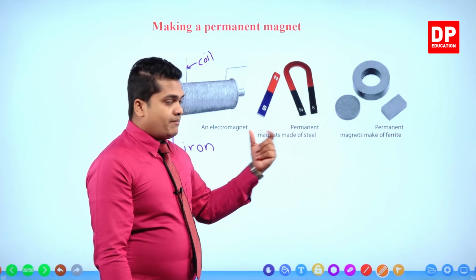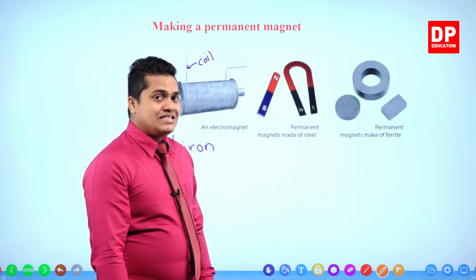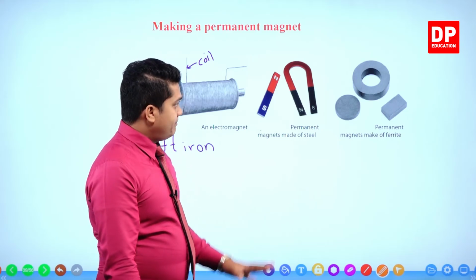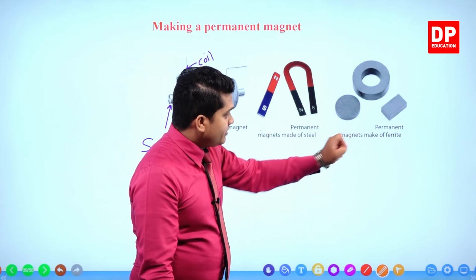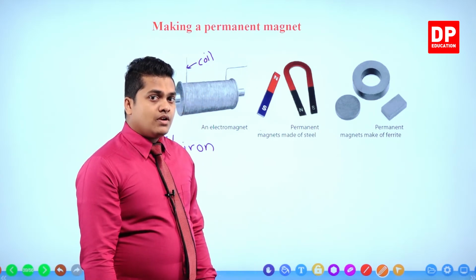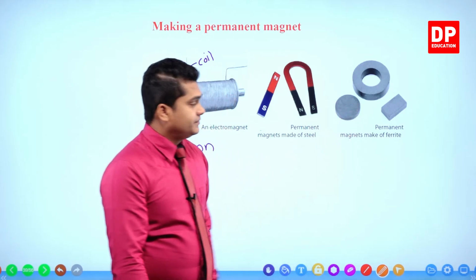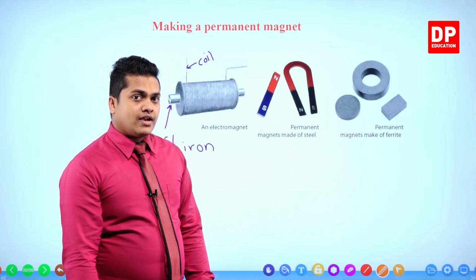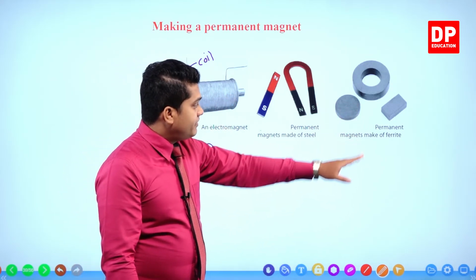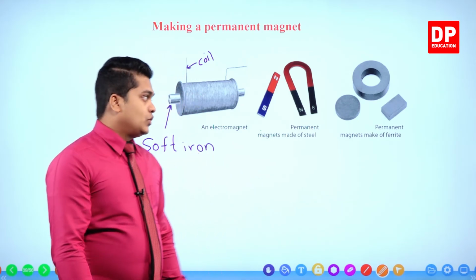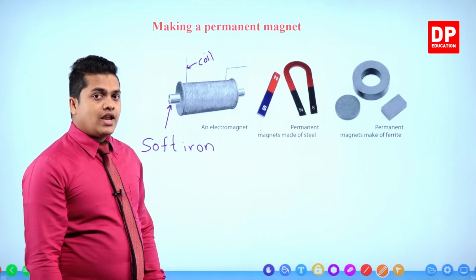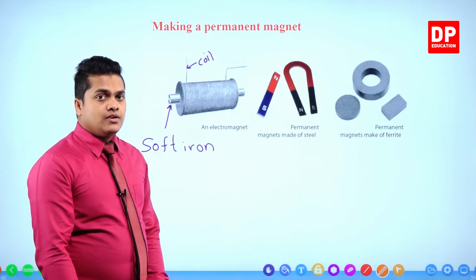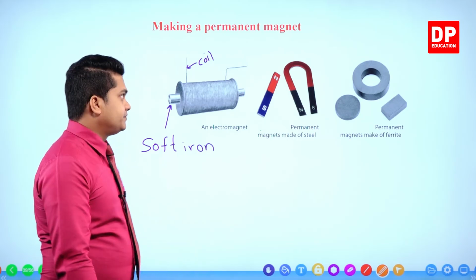And these are the permanent magnets which are made with steel. By using steel, we can make these permanent magnets. And here you can observe permanent magnets which are made with ferrite that has a unique black color. So these are the types of permanent and temporary magnets and how to create those magnets.